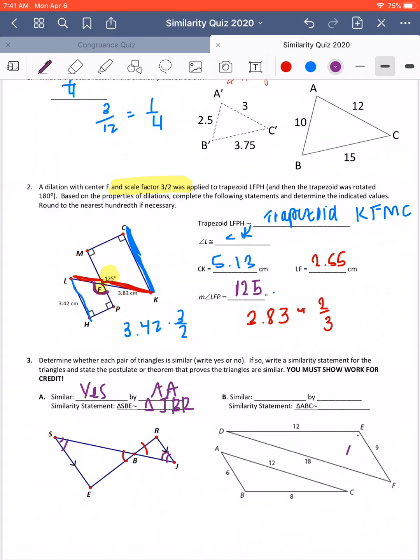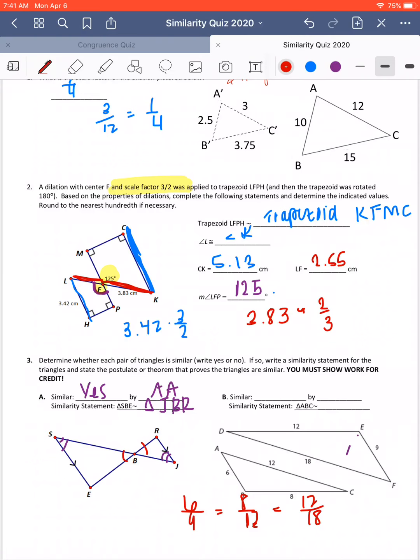Number 3, to see if they're similar, you have to set up proportions to see if the sides are proportional. That's why it's saying you have to show work. So we look at the smallest side on the small triangle is 6. The smallest side on the other triangle is 9. 6 over 9. Does that equal 8, our middle side, which would go with 12 on that one. And then the longest side is 12 to 18. So we have to look at these proportions.